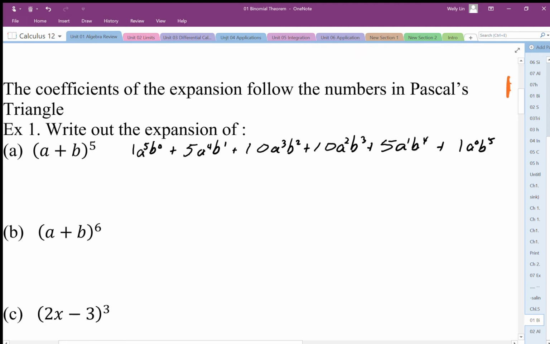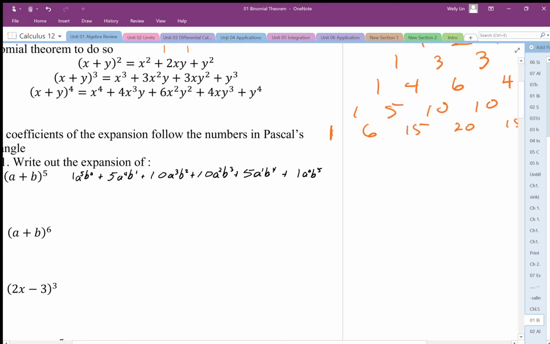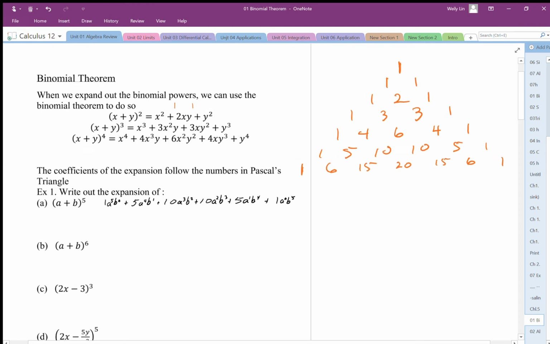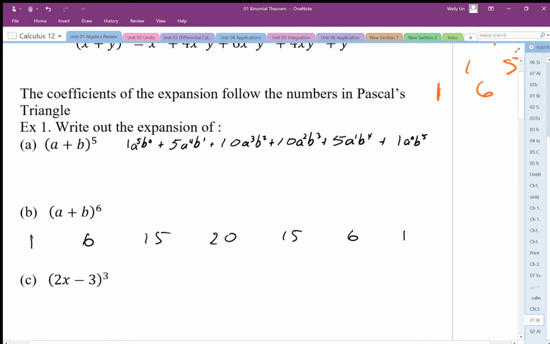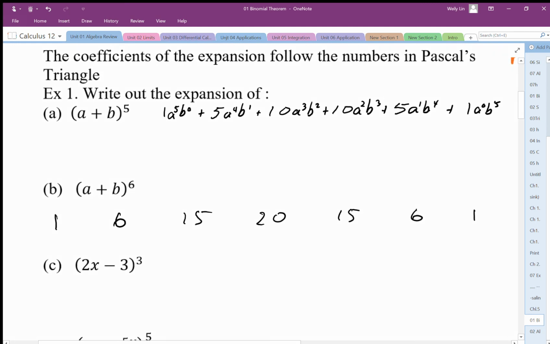For power 6 expansion, we just go to row 6. Okay, so there's 7 terms in row 6. So I'm going to write my coefficients. It's going to be 1, 6, 15, 20, 15, 6, 1. Okay, and then I just use the pattern of powers to get the power parts here.